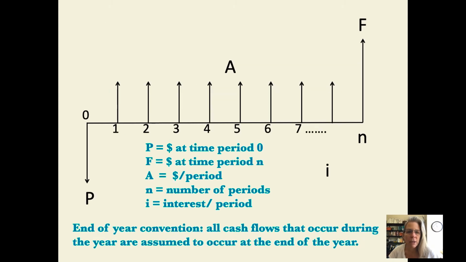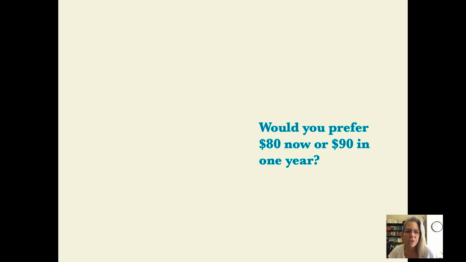So let's go back and look at, if we remember the basic definitions in engineering economy, where we have this timeline and we have the periods 0 through, in this case, N, and the up arrows are positive cash flows and the down arrows are negative cash flows. We also assume an end-of-year convention. So with this kind of background in engineering economy, we can ask questions like, would you prefer $80 now or $90 in 1 year?